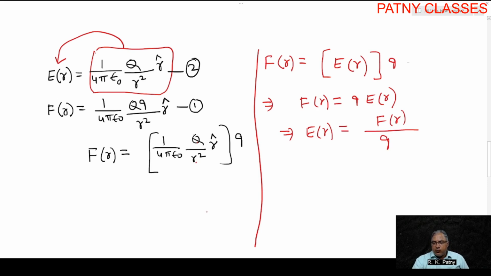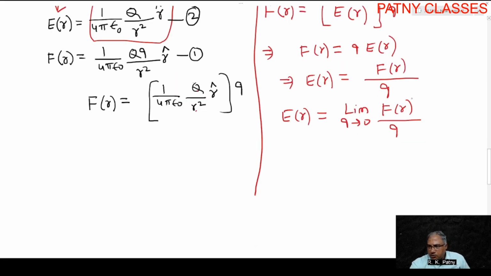But what is the value of q? We have assumed the value of q is very small, almost equal to 0, tending to 0. Therefore, E of R can be defined as the limit q tending to 0 of F of R upon q. It is not 0, it is tending to 0, near about 0, so that the presence of the test charge does not influence the field developed by the source charge. That is the value of small q, the test charge. The magnitude of the test charge is q tending to 0.